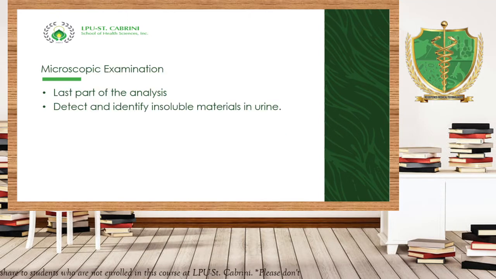As we all know, microscopic examination of urine is the last part of the urinalysis, no? We said that there are two major parts of our urine examination. One is the macroscopic examination, which includes the primary investigation, such as the physical examination of the urine, and the examination of the chemical constituents of the urine, which is the chemical screening or chemical examination. And the last part and the most crucial part of the urine examination is the microscopic examination of urine.